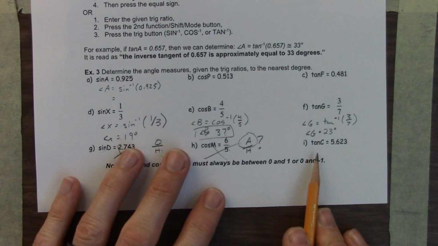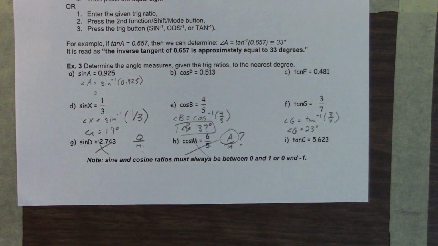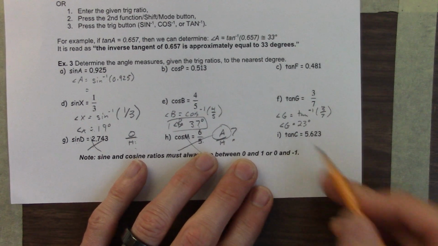Now with tan, it's the one type of ratio here that we can have greater than 1, because the opposite side can be less than or greater than the adjacent side. Does that make sense to an angle? You guys understand that? Why tan allows it?